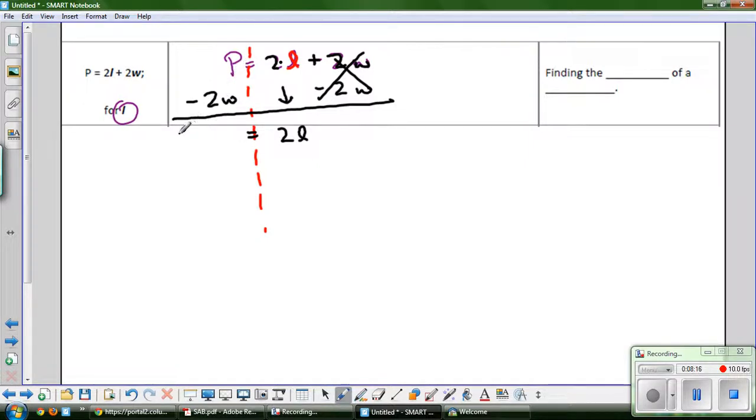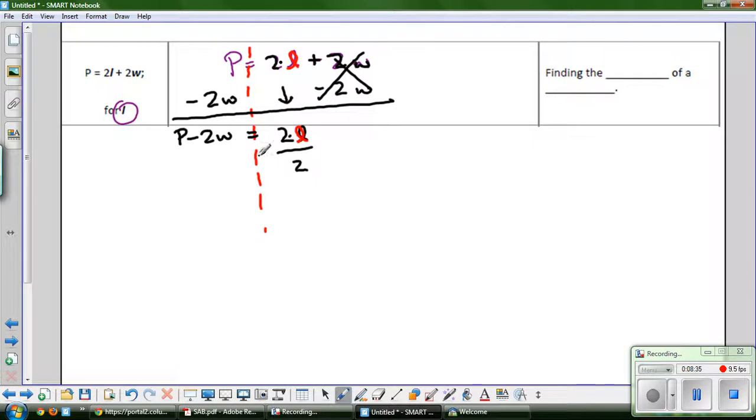We're not out of the woods yet. We're still trying to solve for this L. I still have this 2 being multiplied, but I can undo that, I can reverse that, I can unattach it, because I know if I want to unattach multiplication, I divide. If I divide one side by 2, I must divide the other side by 2 as well.